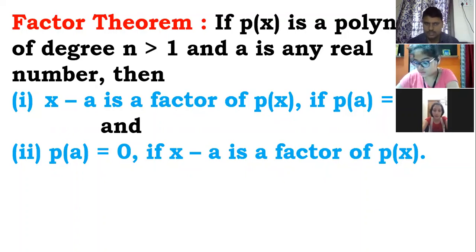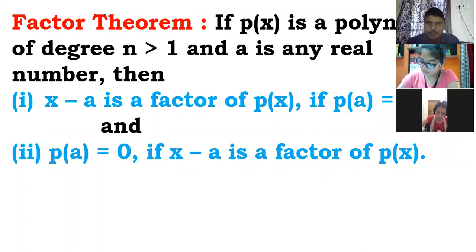Sir, if it should come 0 in the end, then wouldn't it become 0 of the polynomial? Yes, I will explain once. First copy them. Otherwise, they are simply explaining the solution, not the definition.